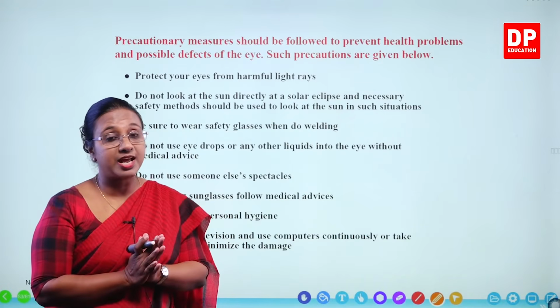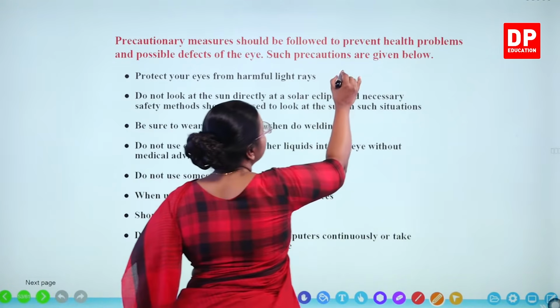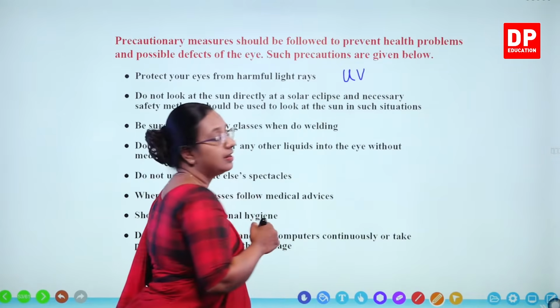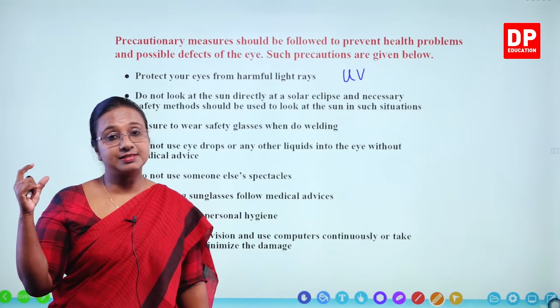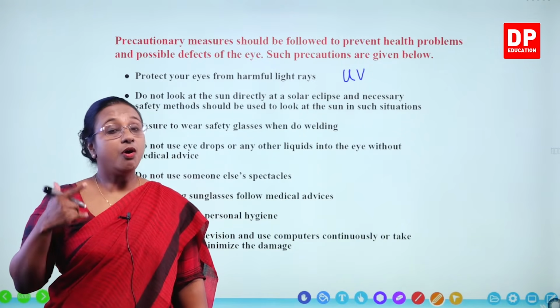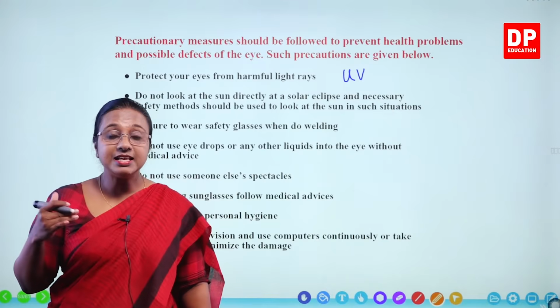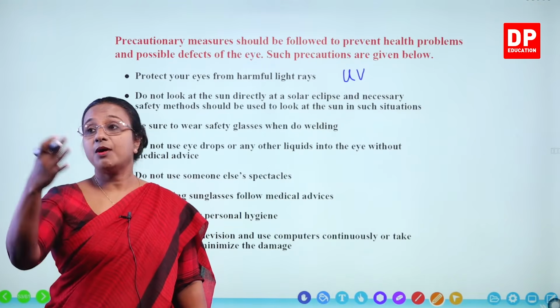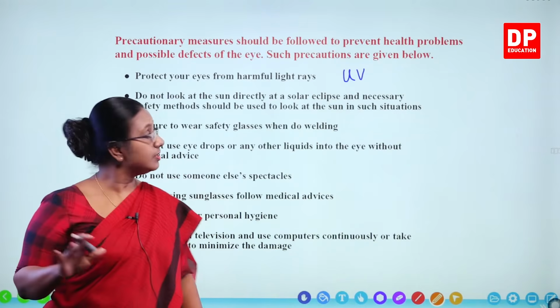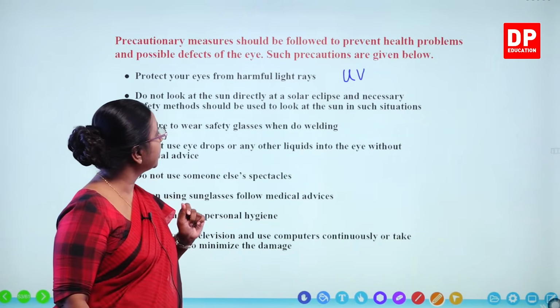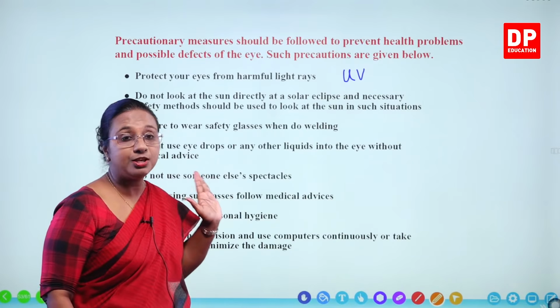What are harmful light rays? We discussed one, the ultraviolet light rays. How can you protect it? You can wear sunglasses or sunshades or avoid looking at the sun directly, especially during the time of eclipse. Do not look at the sun directly. So all these are to protect your eyes from harmful light rays like UV rays.